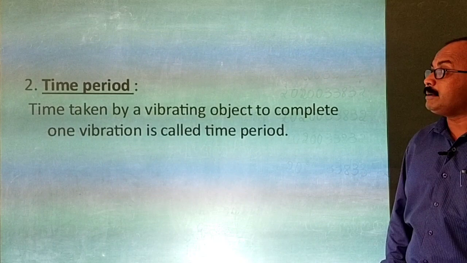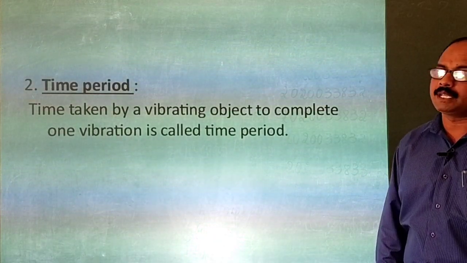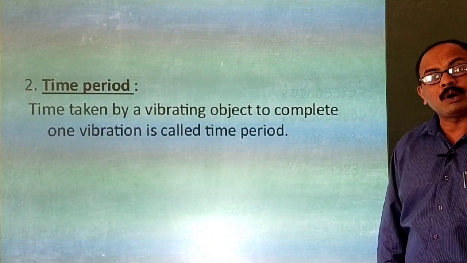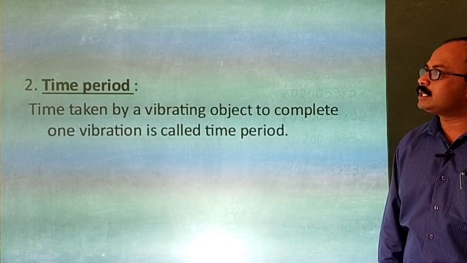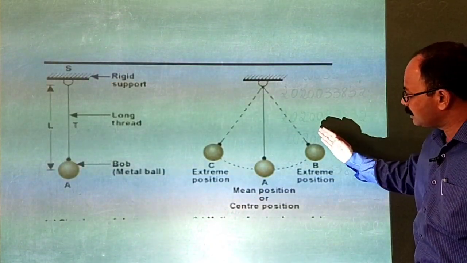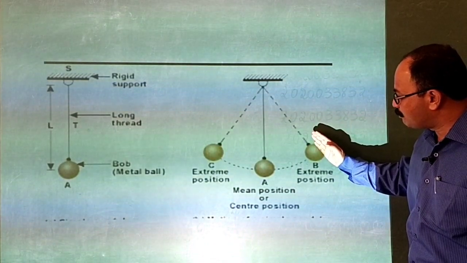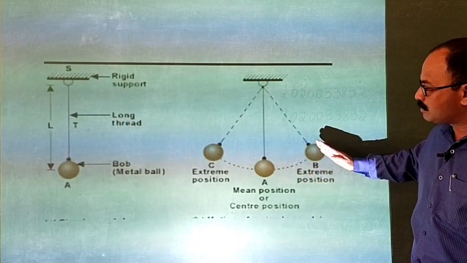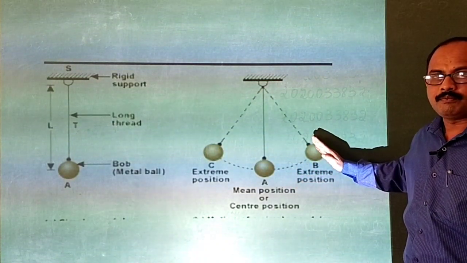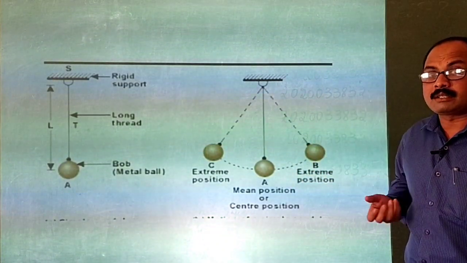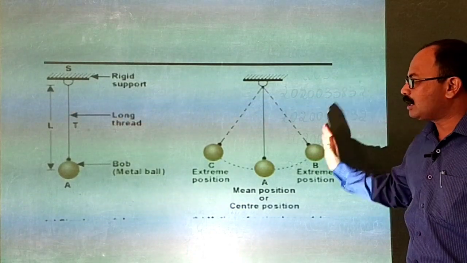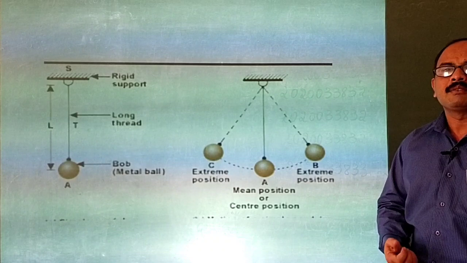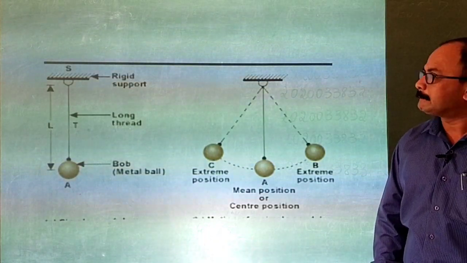Time period: the time taken by the vibrating object to complete one vibration or one oscillation is called time period. See, it is released from B, it goes to A and C, and again it comes to B. For one oscillation, what is the time taken? We call that the time period.